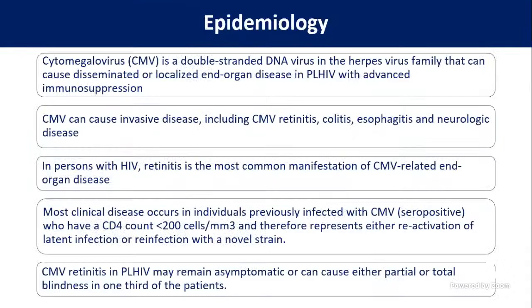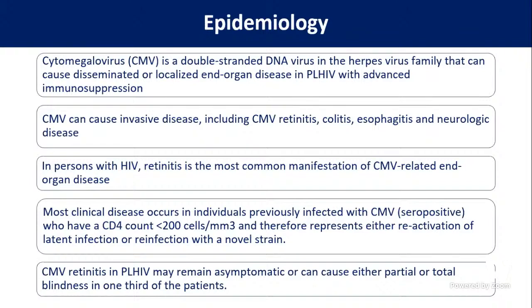Next. CMV is a very important infection which can involve the central nervous system. It is a double-stranded DNA virus of the herpes virus family. It usually causes disseminated disease involving the GI tract, causing colitis. It can cause ulcers. It can cause retinitis, which presents as the neurological manifestation. And retinitis or CMV retinitis is the most common CMV-related end organ disease.